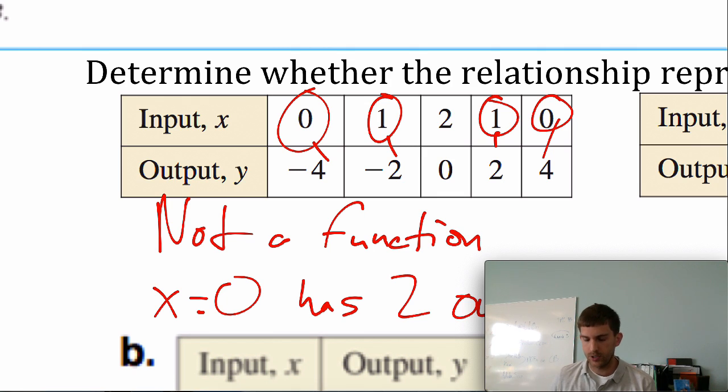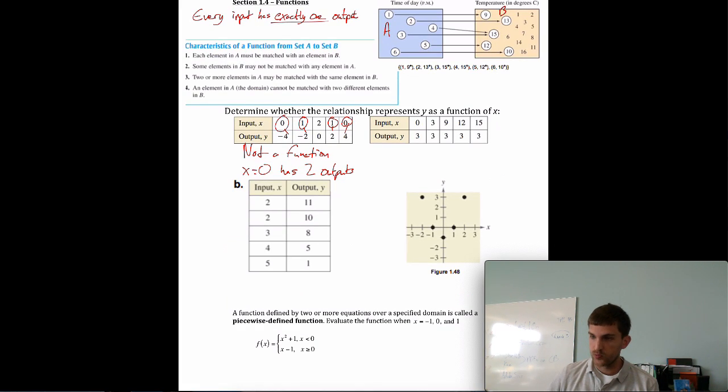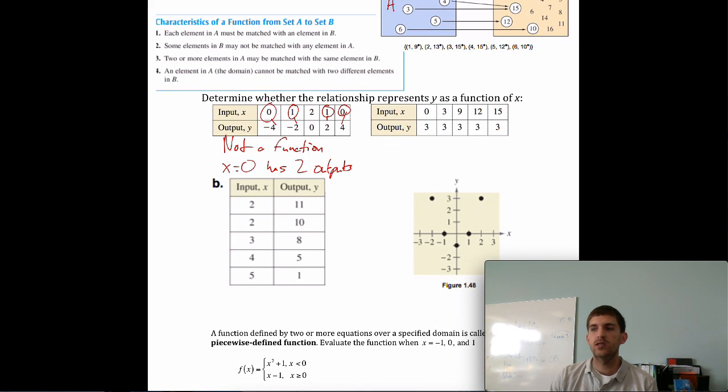That doesn't quite work. What I want you to do is, with that in mind, take a look at these next 3 examples. Pause this video and see if you can identify whether you believe these are functions or not. So again, determining whether this is a function, this is a function, and this graph is a function. So pause the video and come on back.